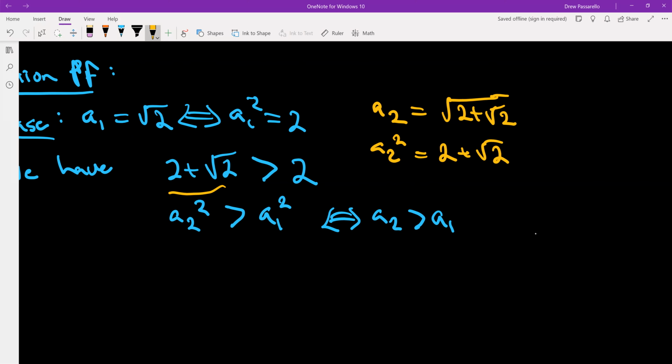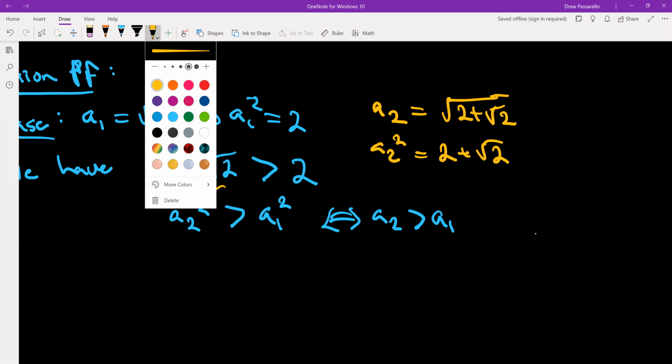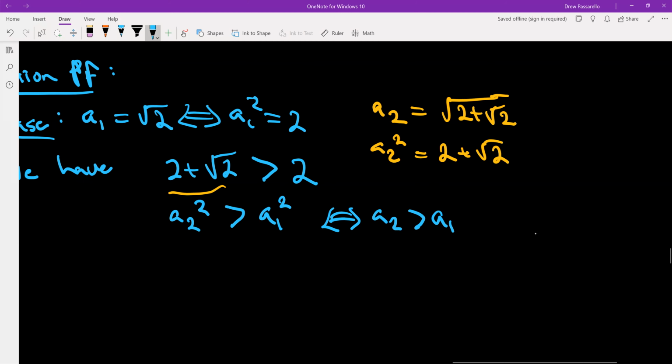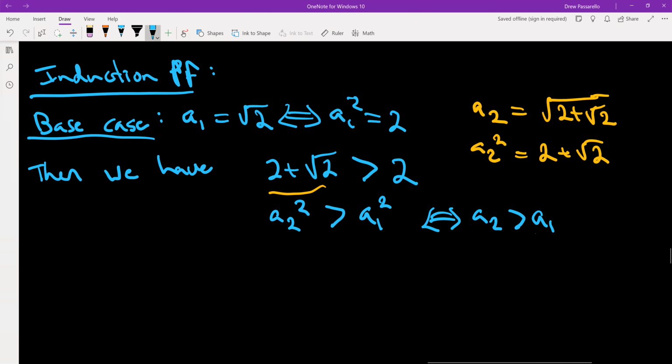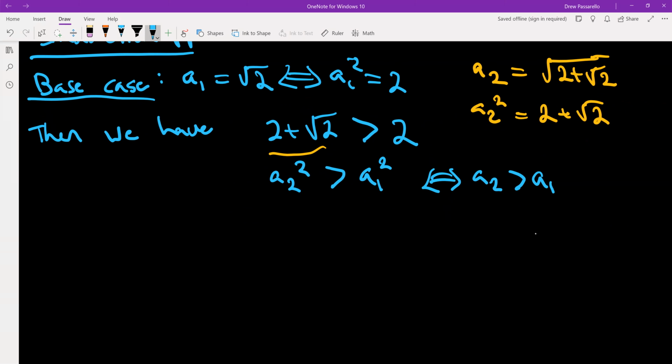So I've shown that a2 squared is greater than a1 squared, and that's if and only if a2 is greater than a1 by property of real numbers. So the base case is taken care of. So now the inductive part, that's what I like to call it.